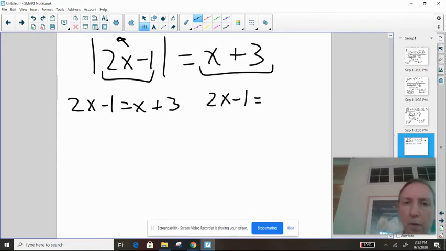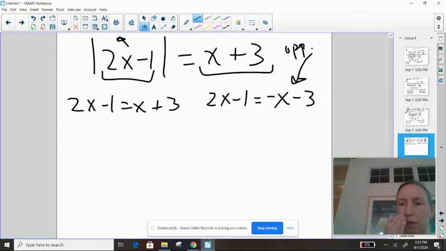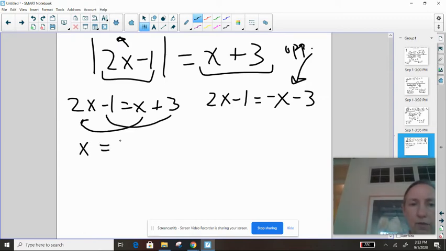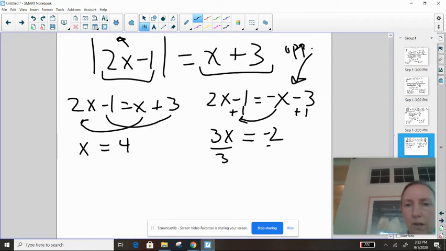So I'm going to make this x plus 3 the opposite of what it was. So if x was positive, I'm now going to make x negative. If x was positive 3, I'm going to make it a negative 3. So I made this whole side into the opposite. And now I'm going to solve those two equations the way I would solve normal equations. Subtract x from both sides, add 1 to both sides, and I get x is equal to 4. Same thing here. Add x to both sides, add 1 to both sides. And then this one, I end up with x is negative 2/3.